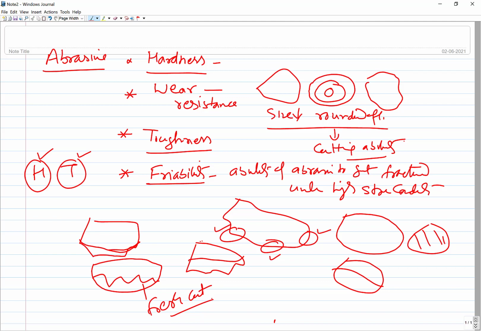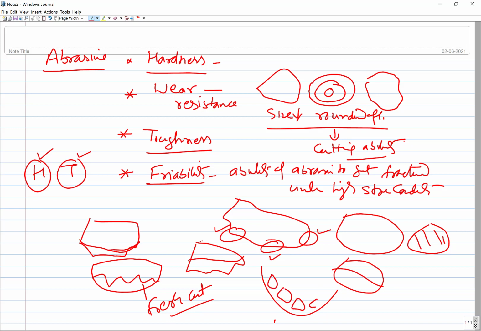The second, the abrasives themselves get dislodged. They get removed from the wheel, and the new abrasives which are under the surface get exposed.